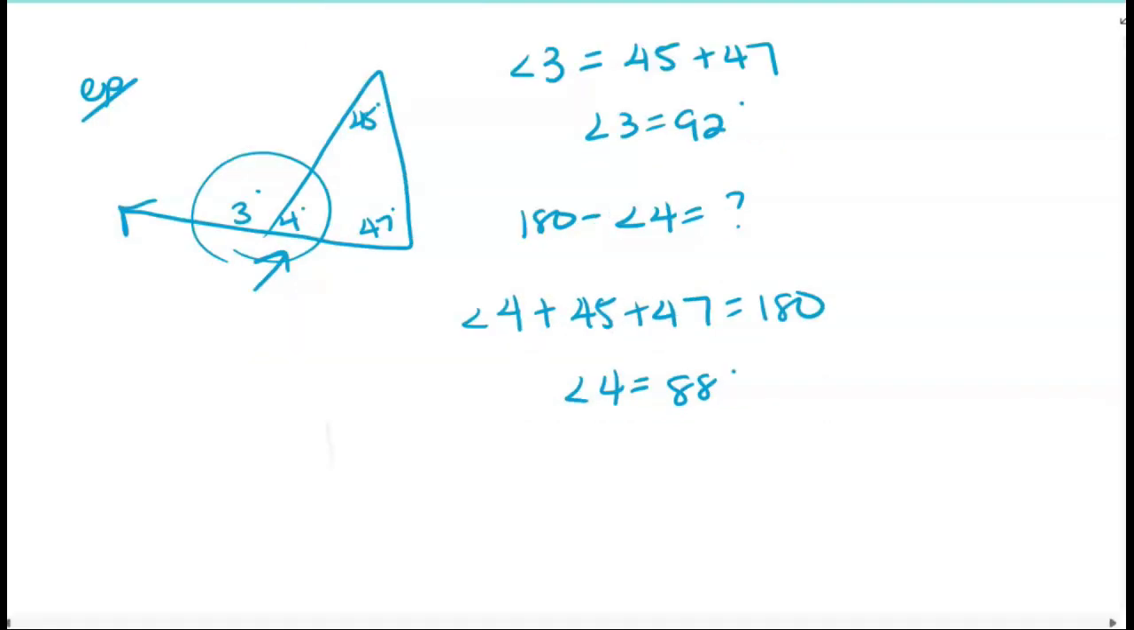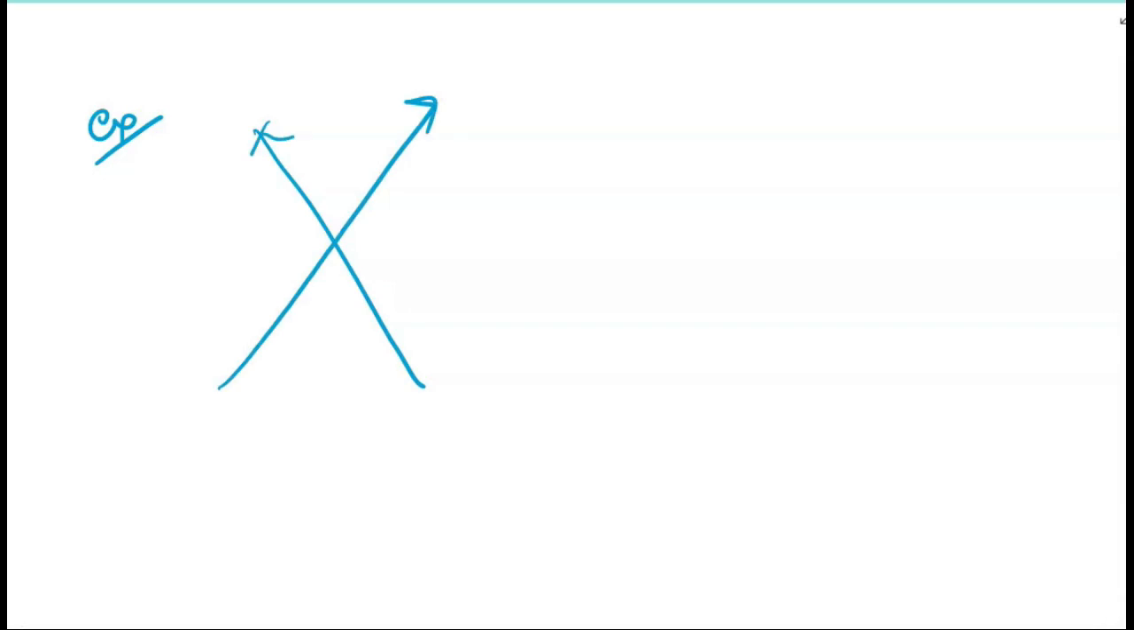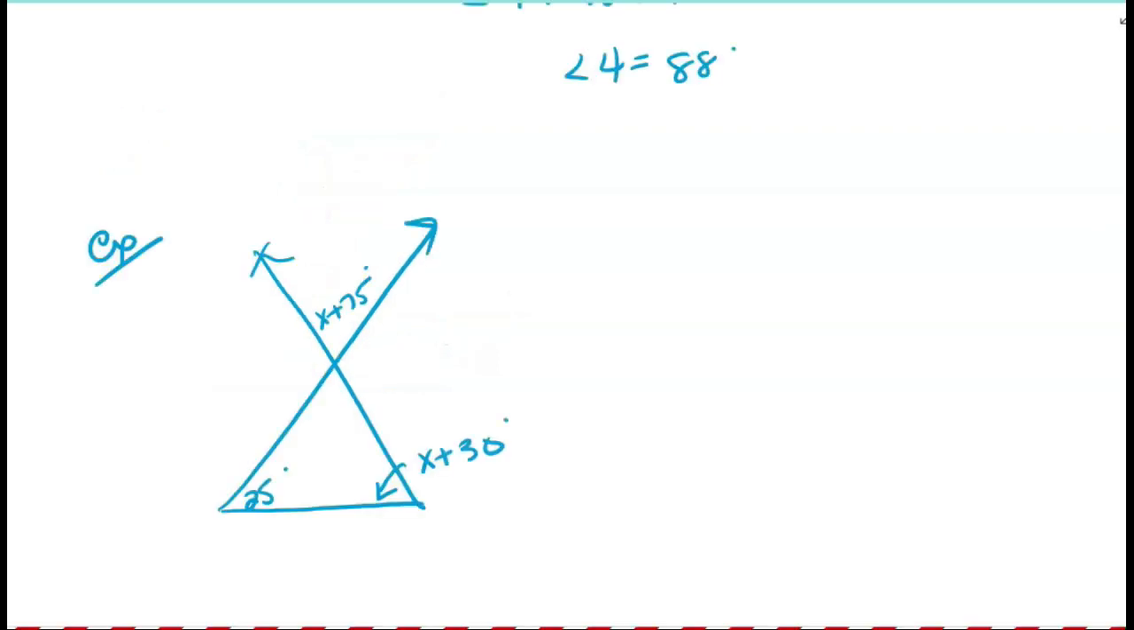All right, I just have one more example for you, and then I think you're going to be good. All right, let's say we have a shape like this, where this is 25 degrees, this is x plus 30, and then this guy is x plus 75. Now you need to be careful. You might be quick to think, oh, this is just an exterior angle, so I'm going to take 25 plus x plus 30.